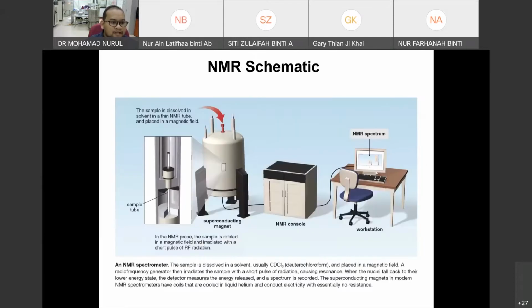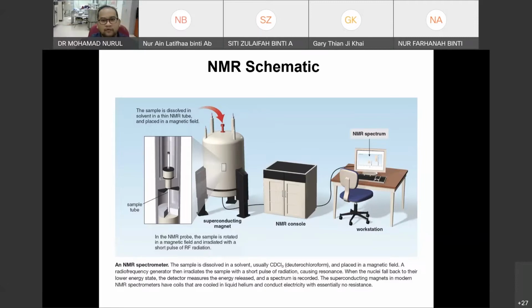Okay, so this is the general scheme for the NMR. We have workstations, which are computers. We have the NMR console, which is next to me. This I call the brain of the NMR. And we have the NMR superconducting magnet, which is here. We have 500 megahertz. In the northern region, we have the best facilities.